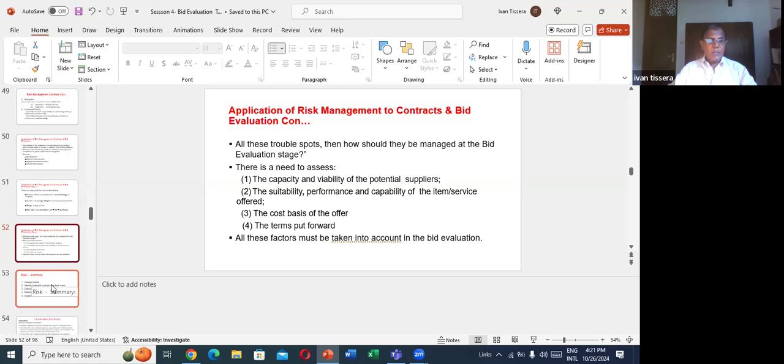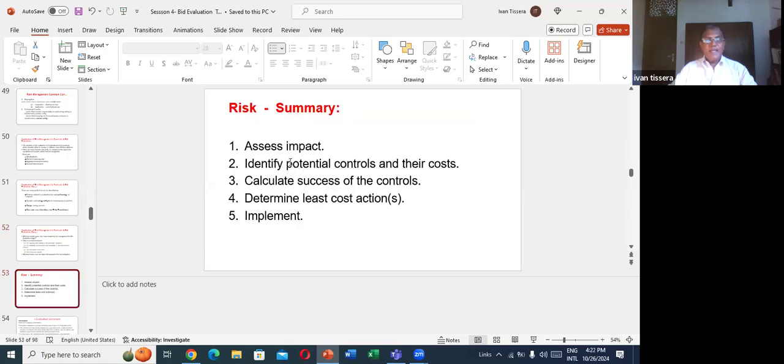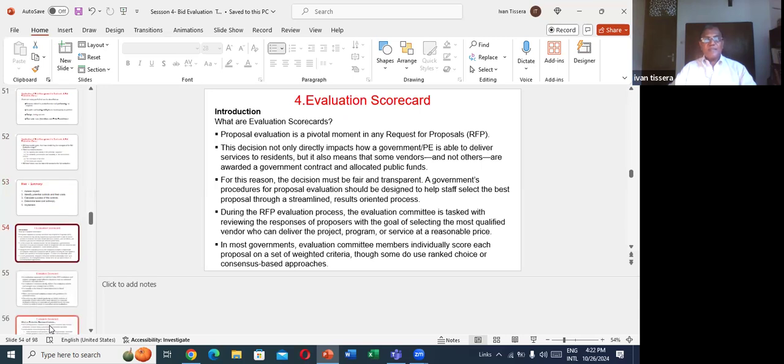All things are important. Okay, risk summary: assess impact, identify potential controls, calculate the cost of the control, determine the least-cost actions, and implement. Those are the points relating to risk.